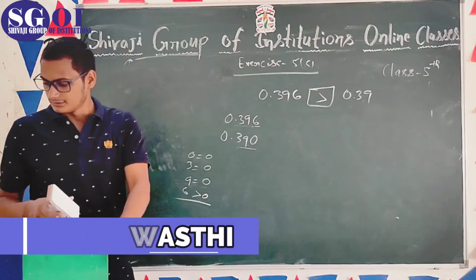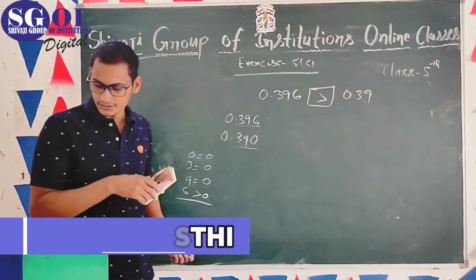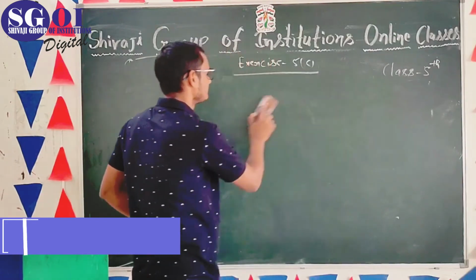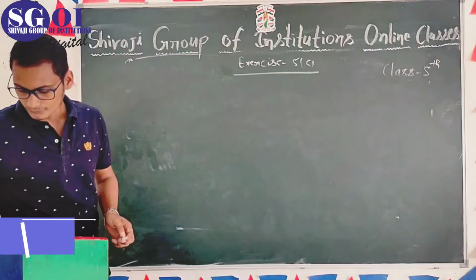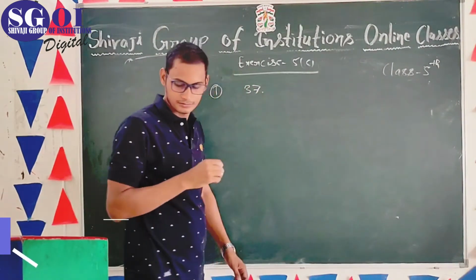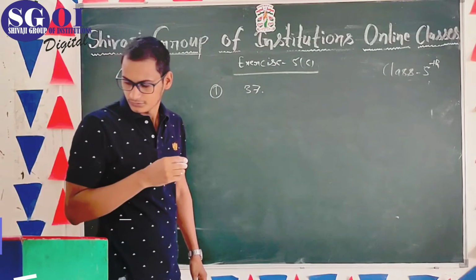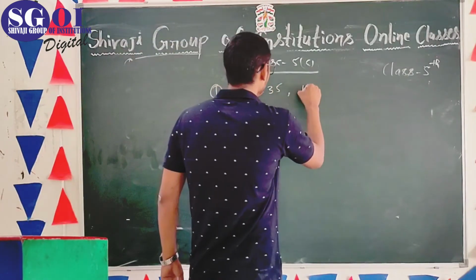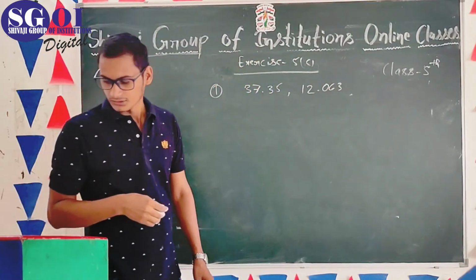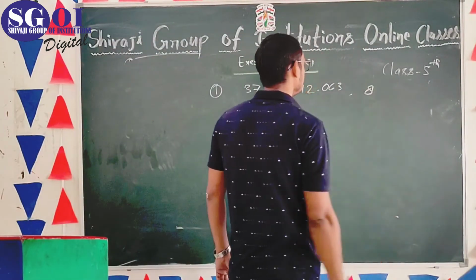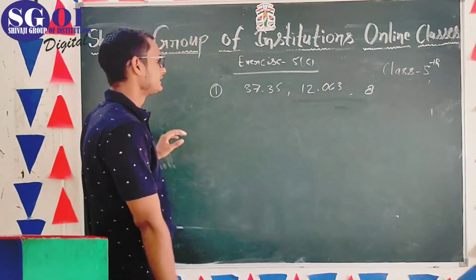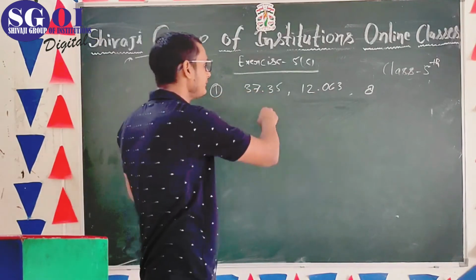Now part E. All the questions are the same. Okay, students, so now come to part E. Add the decimals: 37.35, 12.063, 8. We have 3 unlike decimals.